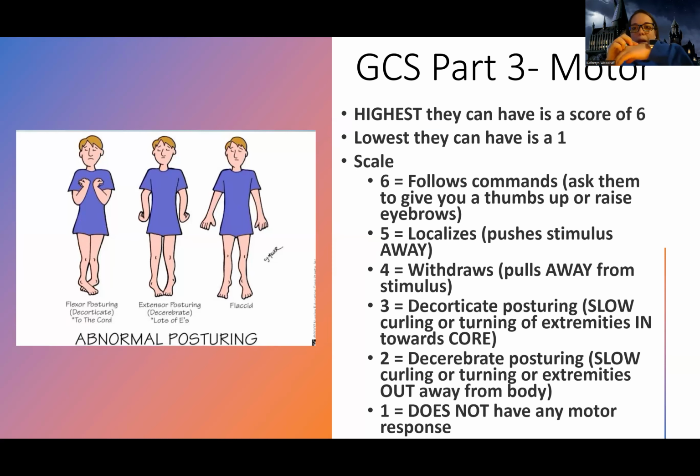So this would be a patient where I'm pinching or doing some sort of stimulus to elicit a motor response. What they tend to do is take their hands and slowly curl them up, and then like you can see in this picture, their feet cross, so their arms go in and they're protecting their core. And it's a reflex.